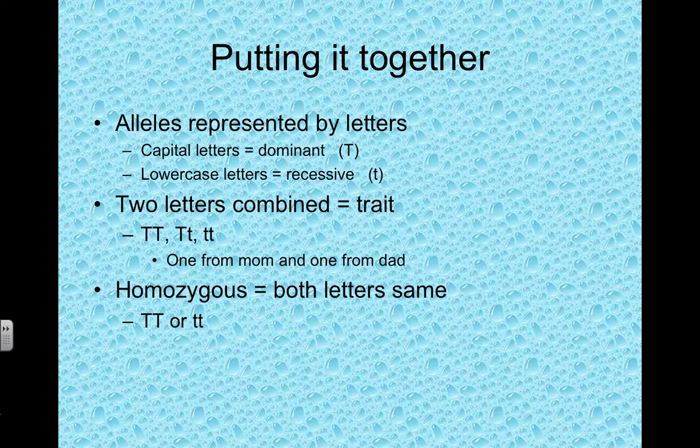and they're showing that trait. The opposite of homozygous is heterozygous, and in that both letters would be different. So you would have an uppercase letter and a lowercase letter. In this case, I would say this as being heterozygous tall. Heterozygous meaning that both letters are different, and then tall meaning that it's showing the tall trait by having the dominant allele.